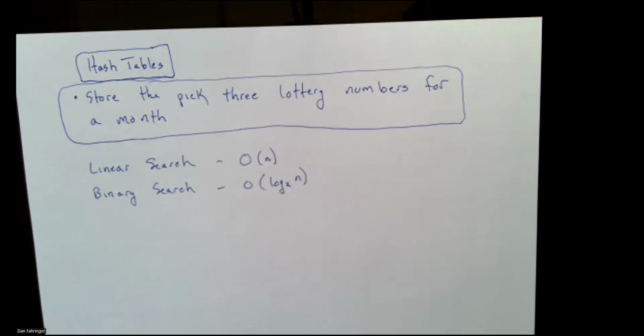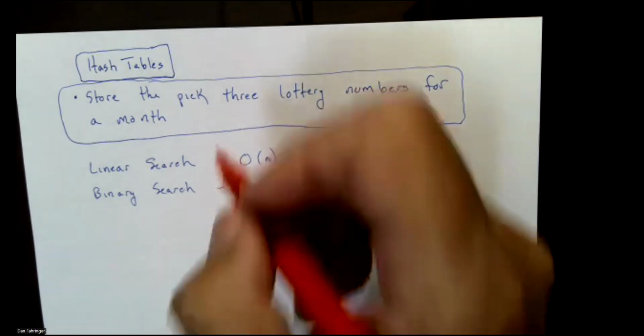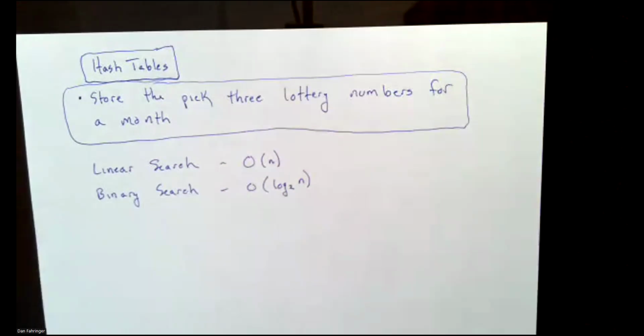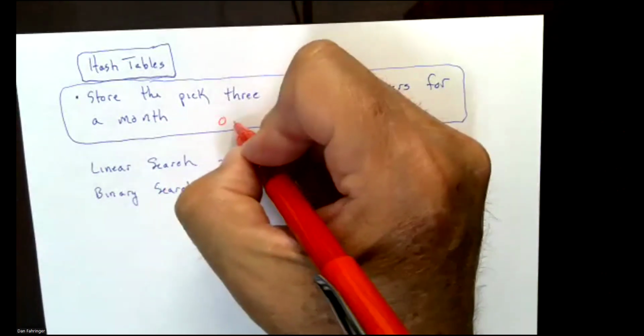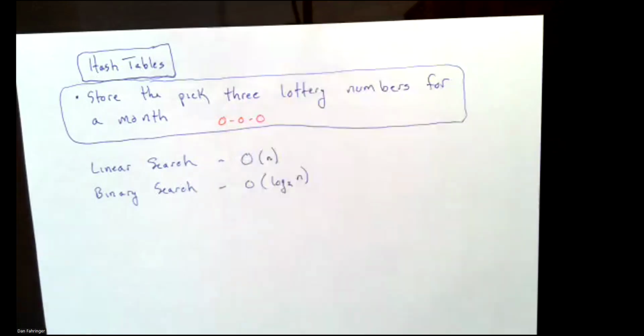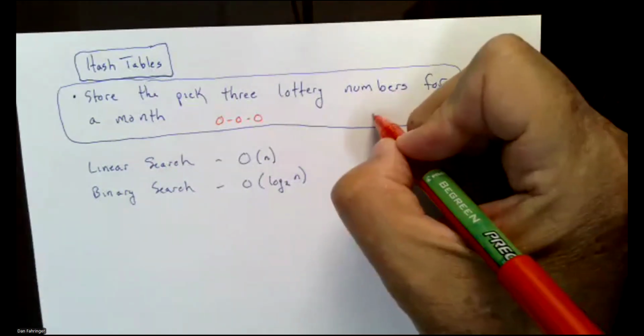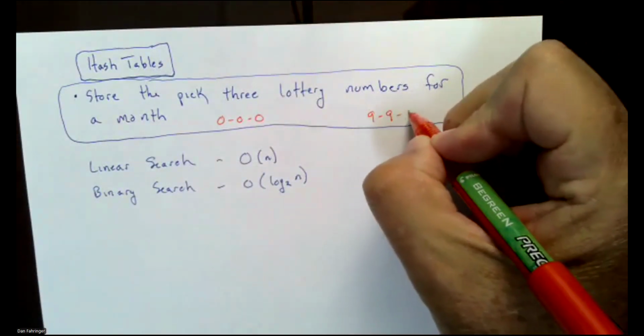Before we get into it, what if you were in charge of storing the Pick Three lottery numbers for a month? Pick Three means there are going to be three numbers. I don't know what they are. The numbers could be 652. The numbers could be anything from 0, 0, 0 all the way up to 999.